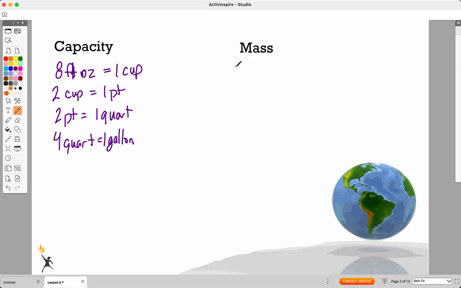Then we got mass, where we talk about 16 ounces. Notice the difference between ounces and fluid ounces. 16 ounces equals 1 pound. We've got 2,000 pounds equals 1 ton, little t, by the way.